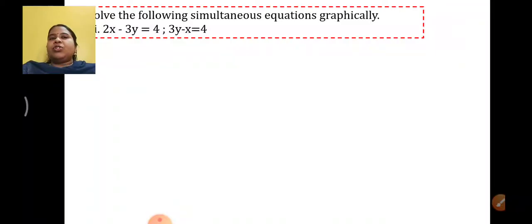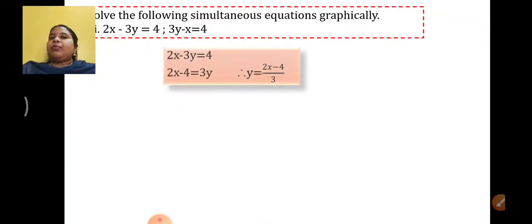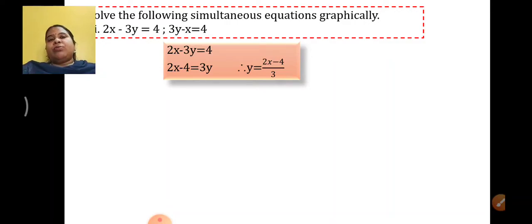Why? Because as you can see, in both the equations, for example 2x minus 3y is equal to 4, both x and y have coefficients here. So our first step will be to express the given equation in terms of y. So it is 2x minus 3y is equal to 4. Shift the 2x to the other side, or 4 to this side and minus 3y to that side. We get 3y is equal to 2x minus 4. I want y, so this 3 will be removed from here. It is y equals 2x minus 4 upon 3. This is my first equation.